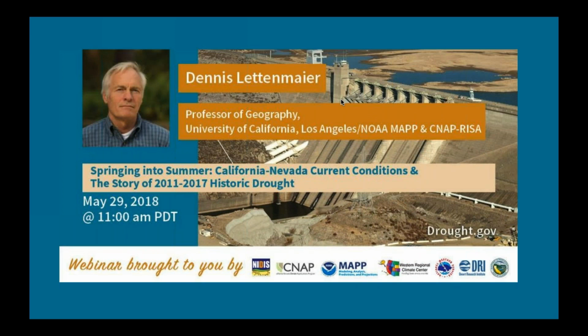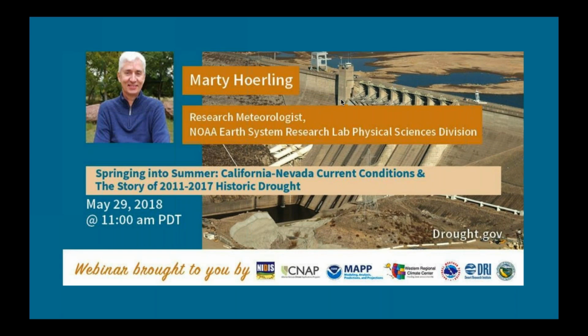We'll also have Dennis Lettenmeyer, a distinguished professor of geography at UCLA with interests in hydrological modeling and prediction, hydrology, climate interactions, and hydrologic change. He is also part of the California-Nevada Application Program, or CNAP, which is a NOAA RISA team, and is one of the co-leads of the MAP Drought Task Force. He'll be talking about the California drought's progression.